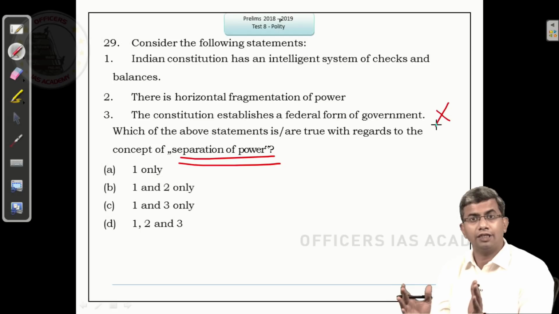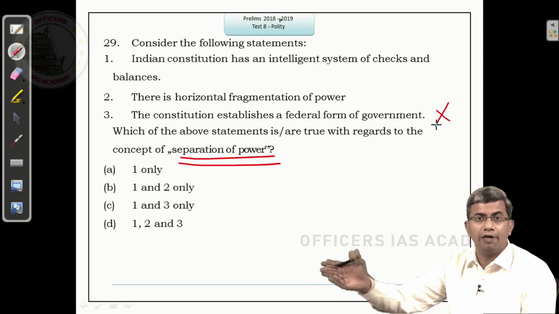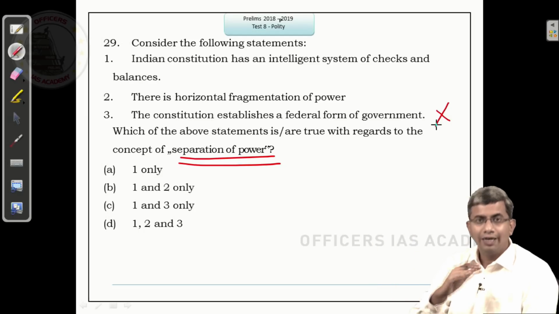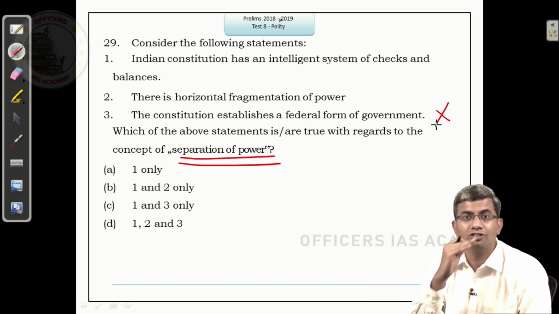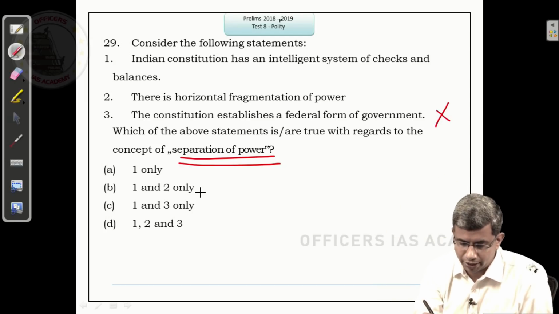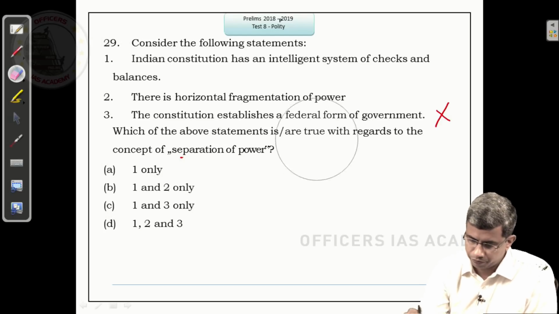So, that is a check and balance that is there. So, first statement is correct. Horizontal fragmentation of power between the 3 branches, namely executive, legislature and judiciary, is separation of power, but the third is not separation of power, it is federal relationship. So, the correct answer is B, 1 and 2 only. Right.